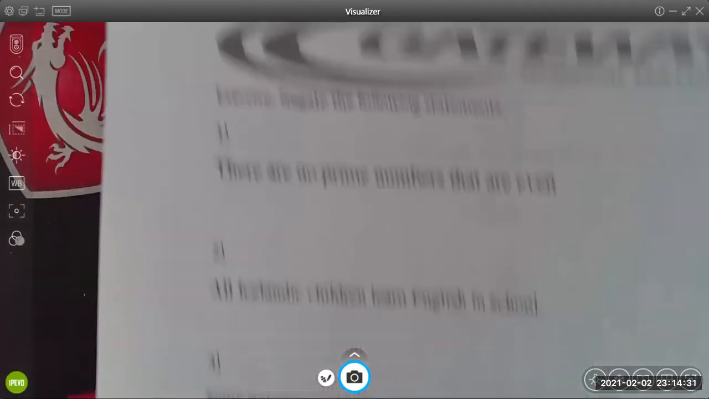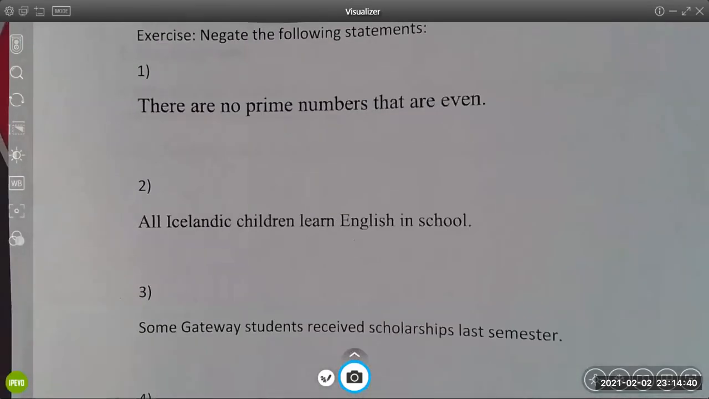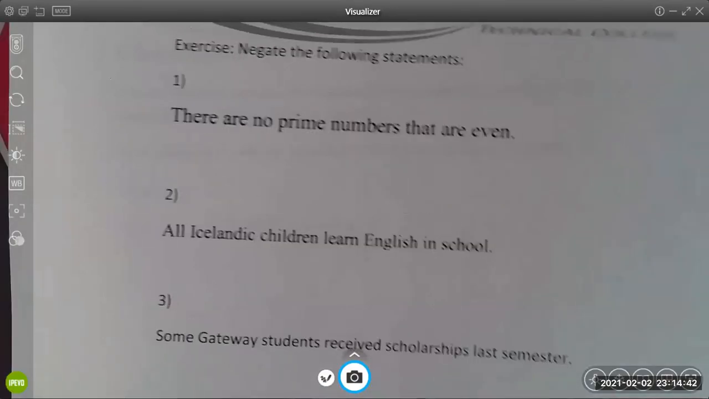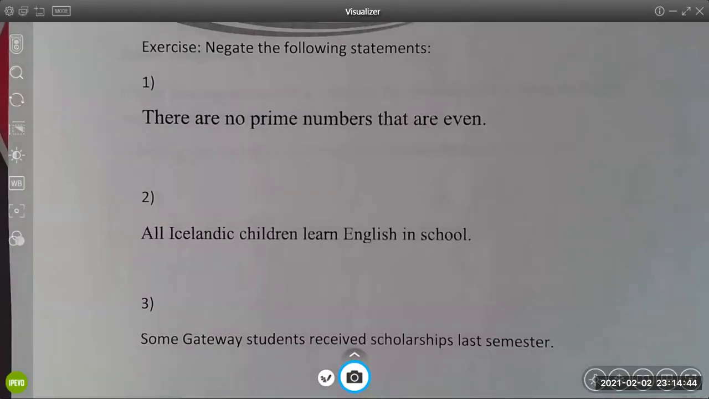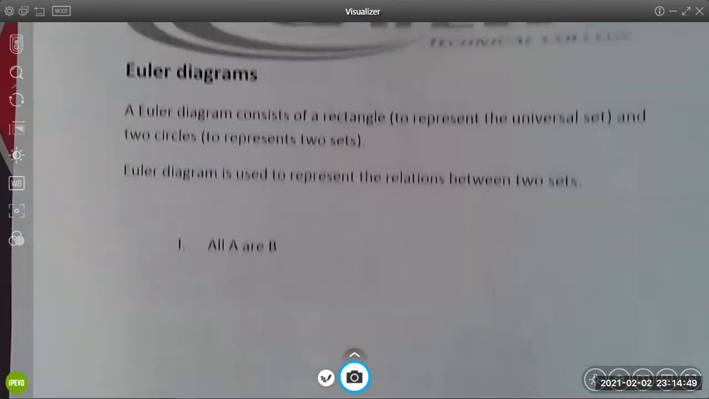Now, this is some exercise. So let's skip this page. Basically, it's very similar to the one that we just did. Let's move on to the next topic.